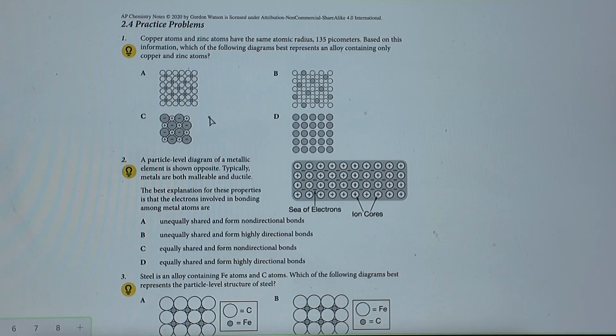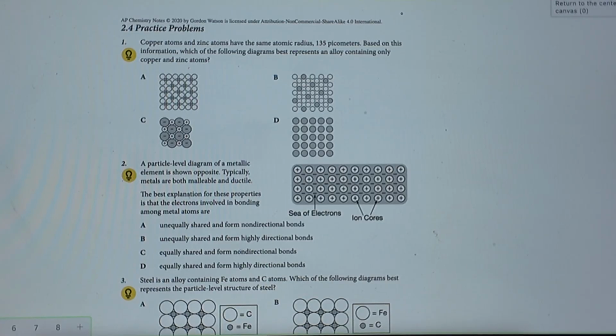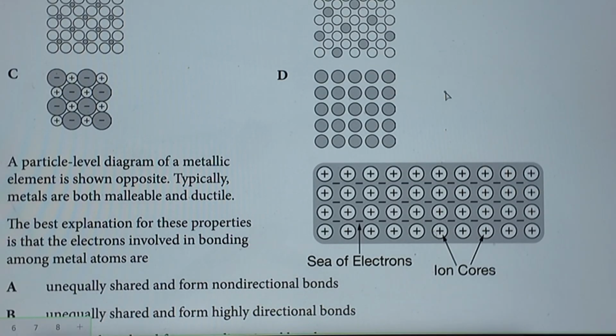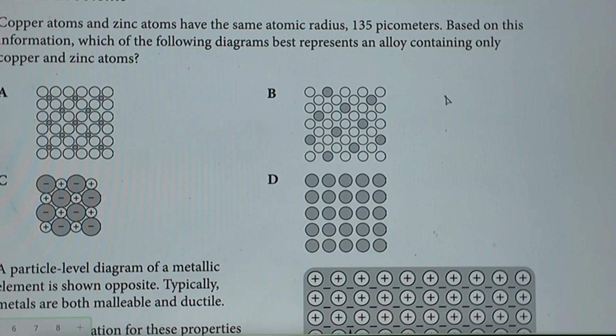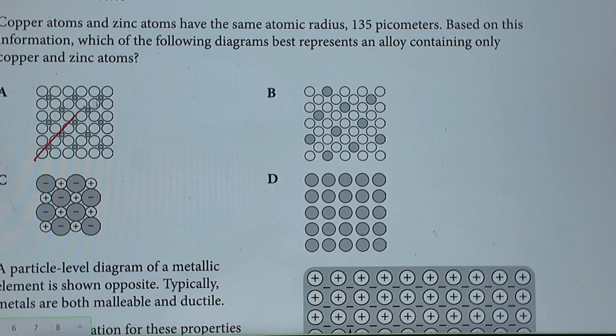Okay, boom. So, based on just the minimal information, I think these questions should be fairly easy. Copper and zinc atoms have the same exact atomic radius, 135 picometers. Based on the information, which of the following represents an alloy containing... So if they have the same radius, it's definitely not this one. And it's definitely not this one. And this would be all the same thing, so it's definitely not this one.